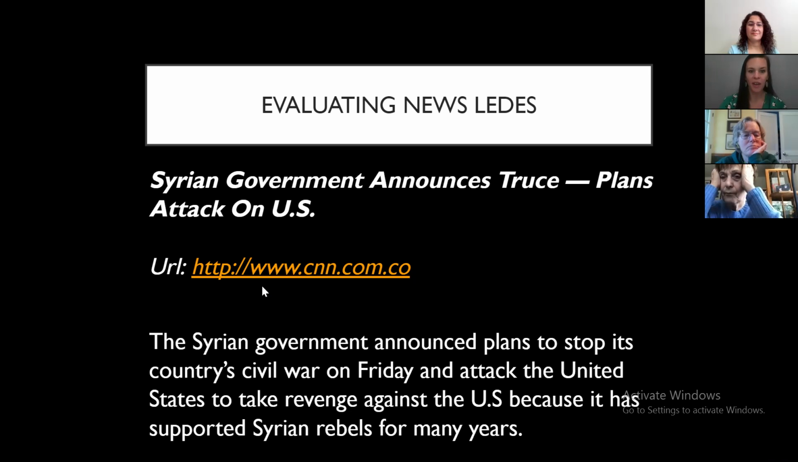Then we have the URL, so it looks kind of legitimate. This is the beginning, and you can click on the URL. The Syrian government announced plans to stop its country's civil war on Friday and attack the United States to take revenge against the US because it supported Syrian rebels for many years. Now, this looks like a news article, right? It has the format. CNN.com.co looks pretty legit, right? For maybe a less discerning eye.